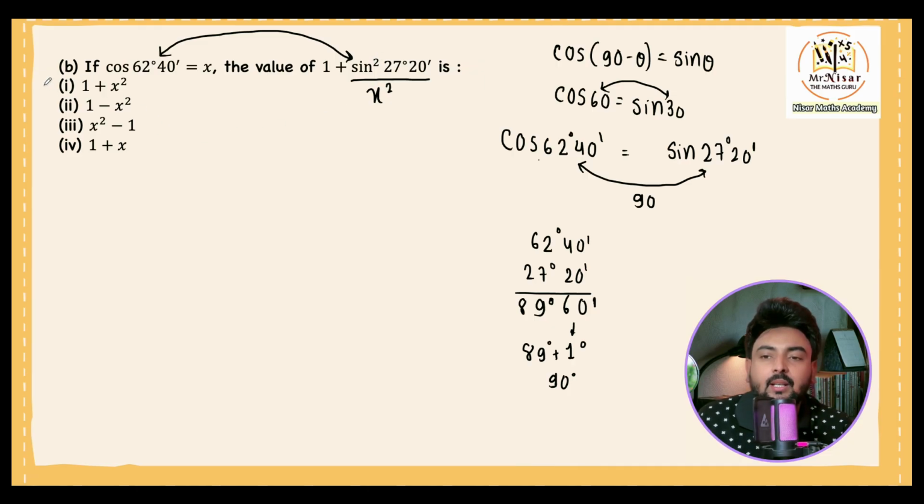So which option will be correct? Option number 1 will be correct. So simply what is given in this question, both were complementary and we need to find the value of 1 plus sine square 27 degree 20 minutes. So simply we can say that this is the value of x which is given in the question, and as this is x square, we have taken its square. It was a very simple question. Let's go ahead for the next question.